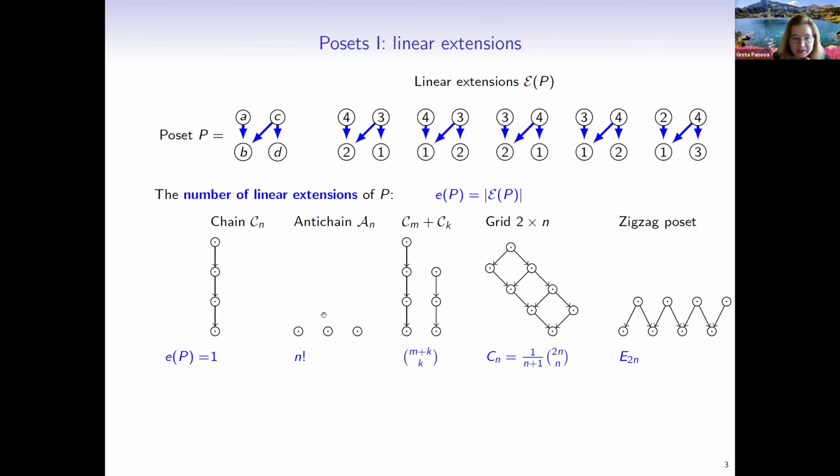So this is the chain, which is kind of trivial, everything is ordered. The antichain is just all possible permutations, antichain A_n. So if you have 2 disjoint chains, you just have to pick the elements in one of them, so you have binomial coefficients. If you have this ladder type poset, you have Catalan numbers. If you have the zigzag, you get Euler numbers. And actually it is a theorem that you can get every number realized as a number of linear extensions.